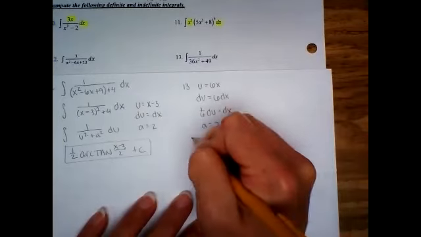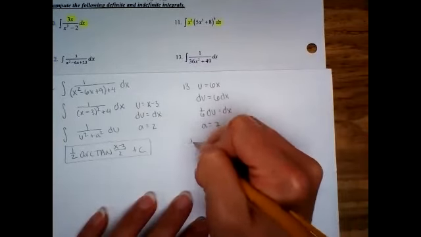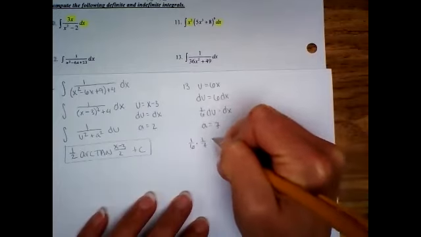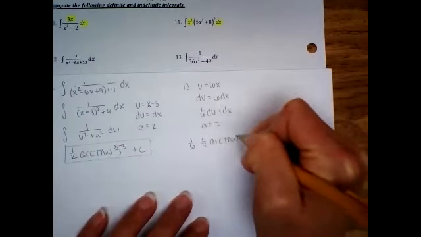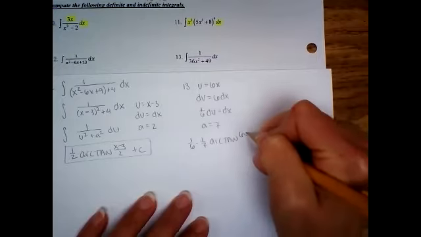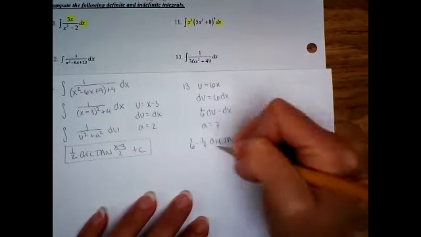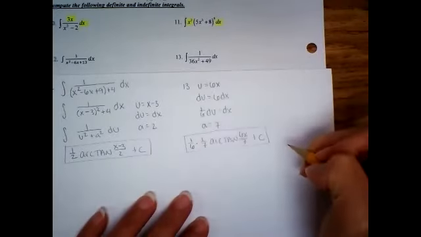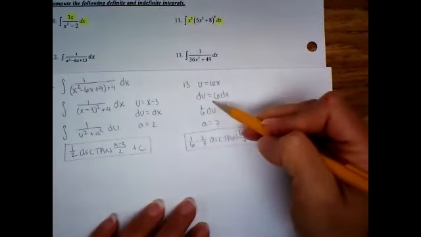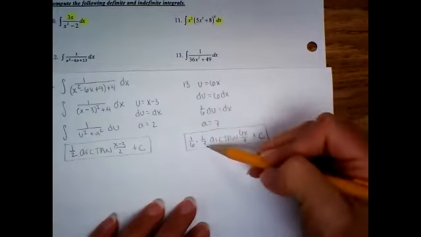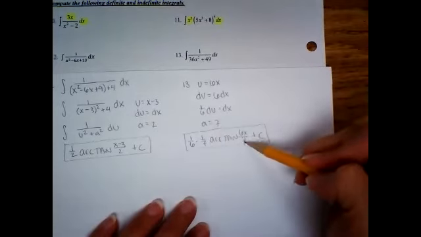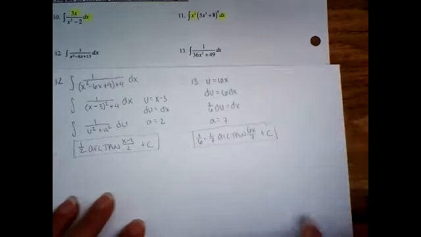So out front, we're going to have the 1/6 and then times 1 over a arctangent u over a, so 6x over 7 plus c. So we needed that 1/6 out front for the adjustment that we did right here. But then after that, it was just your arctangent pattern, 1 over a arctangent u over a plus c.